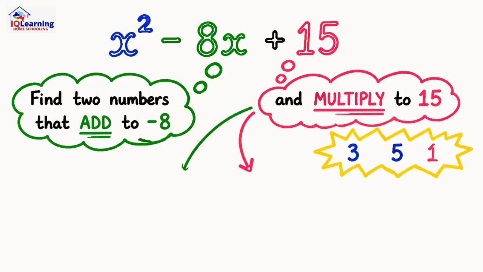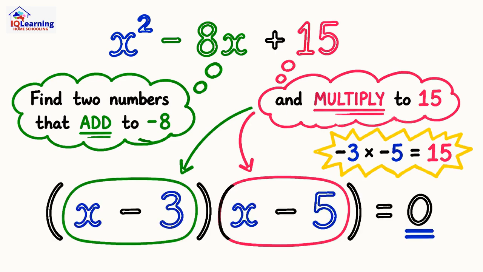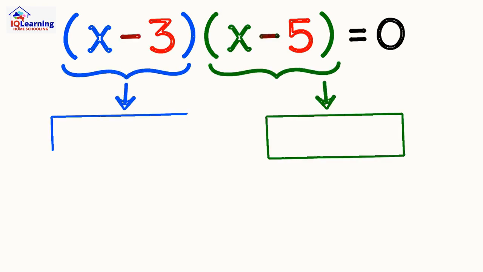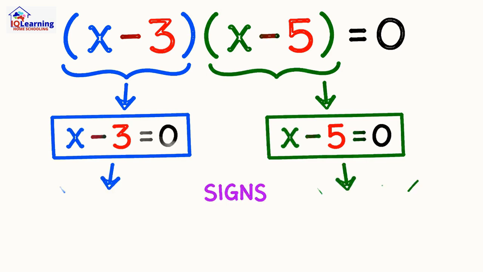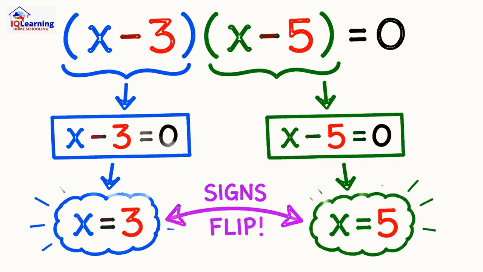Now you have two brackets, like (x minus 3)(x minus 5) equaling 0. Thanks to our secret weapon, we know that either the first bracket equals 0 or the second one does. This gives you your two solutions, x equals 3 or x equals 5. Notice how the signs flip from the bracket to the final answer.